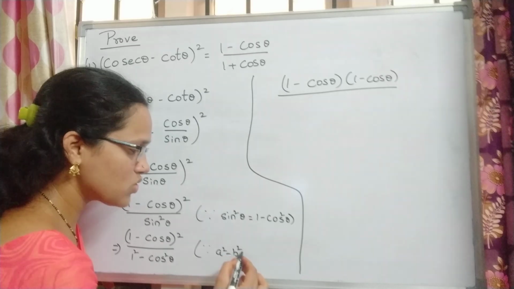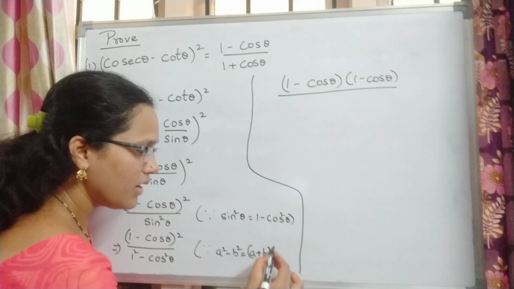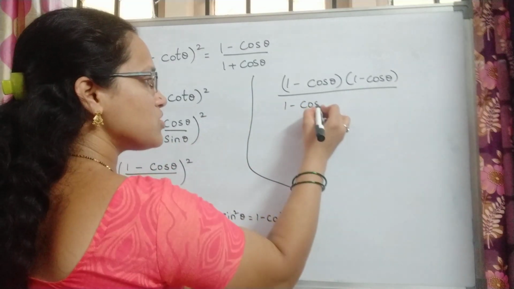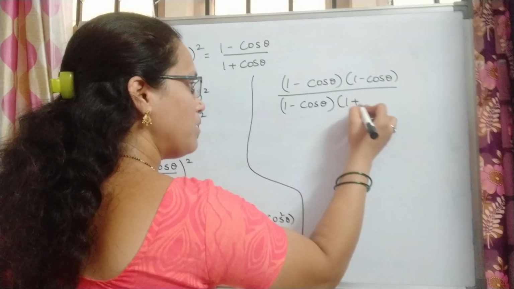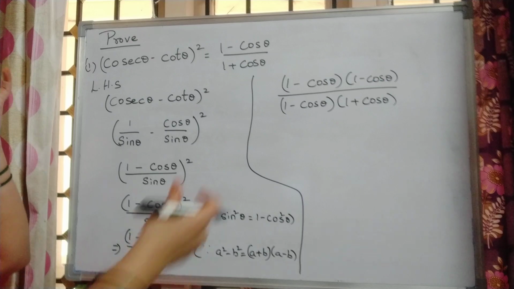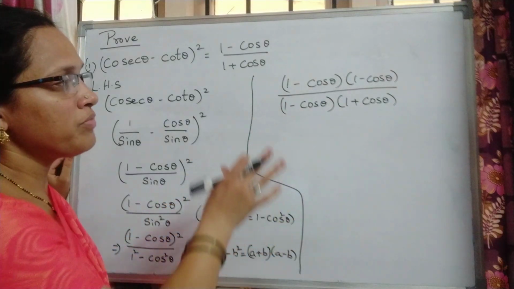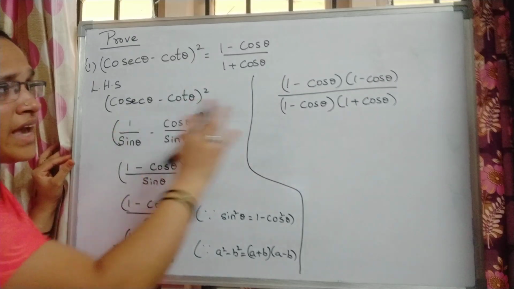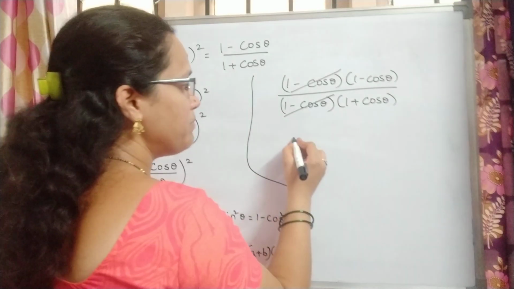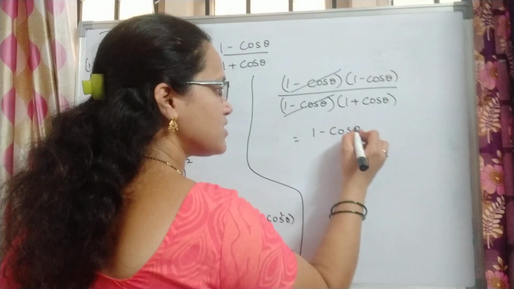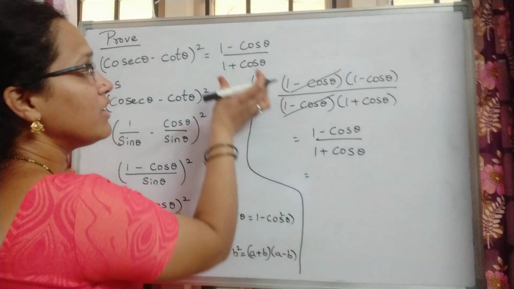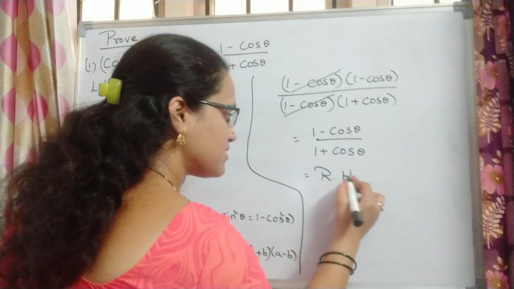A square minus b square means a plus b into a minus b. So this is how you'll be writing. That means 1 minus cos theta into 1 plus cos theta. So a plus b into a minus b, or a minus b into a plus b, however it is, if it is vice versa also, there is no issue. So this is how we are going to extend this. Now see, the same numeric, same thing under multiplication, so you can cancel them, and ultimately you will be getting 1 minus cos theta by 1 plus cos theta, which is nothing but the given right hand side.